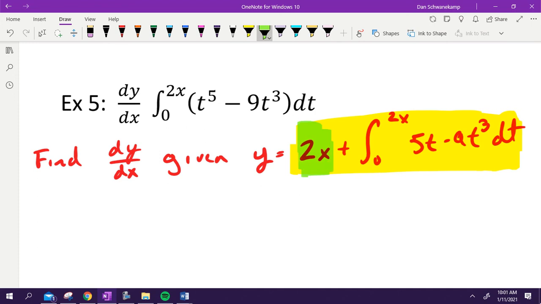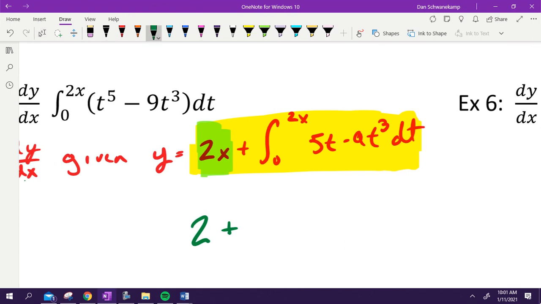If we are taking the derivative of this whole thing, we got to take the derivative of 2x. What is the derivative of 2x going to get me? 2. Okay, so the derivative is going to be 2 plus the derivative of this thing. Well, now I'm taking the derivative of an integral. So I'm going to do the same rules I've been doing. What am I going to do with this 2x? Plug it in. So 5 times 2x. And then I'm going to multiply by the derivative of the 2x that I plugged in.